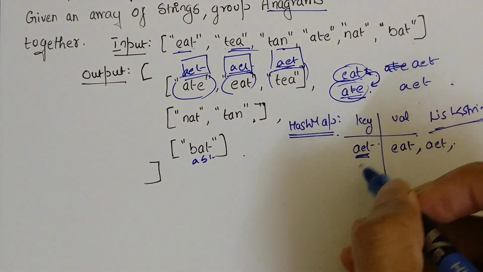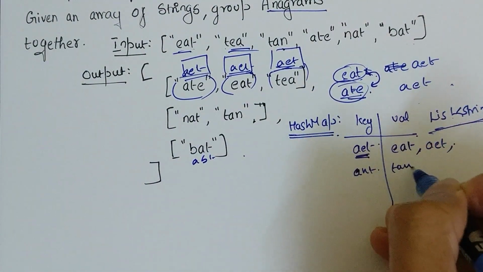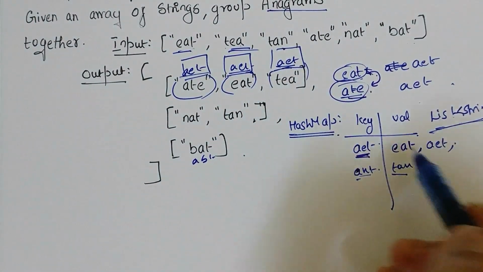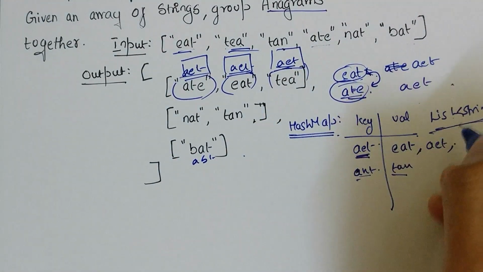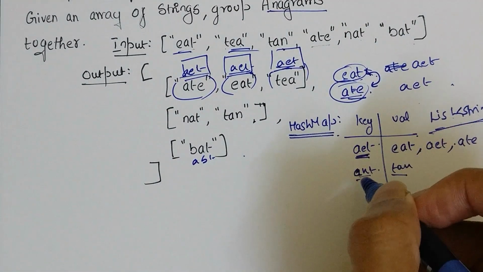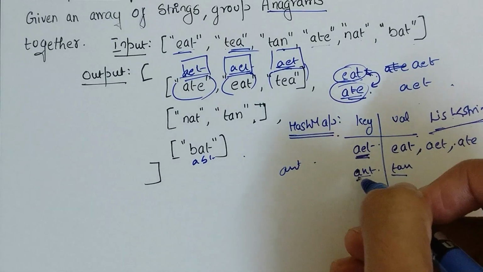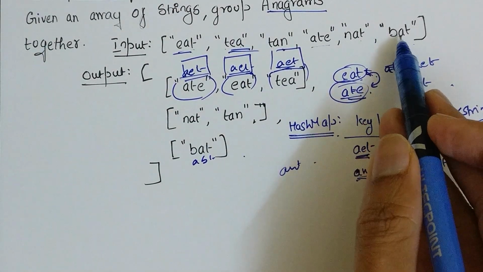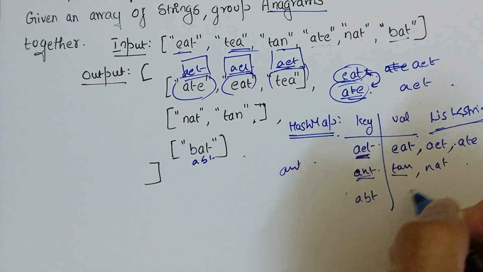ANT, yeah, ANT, and this will be TAN, and this is not there, so I added this key and this value. And here what do I get? ATE, so this gets added here. This also, when I sort it out, gives ANT, so this gets added here. And what about BAT? This is ABT, this forms a new key for BAT.